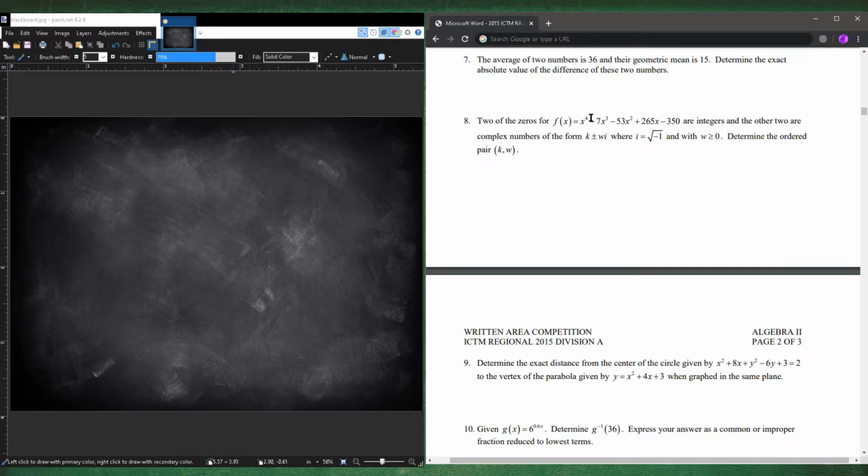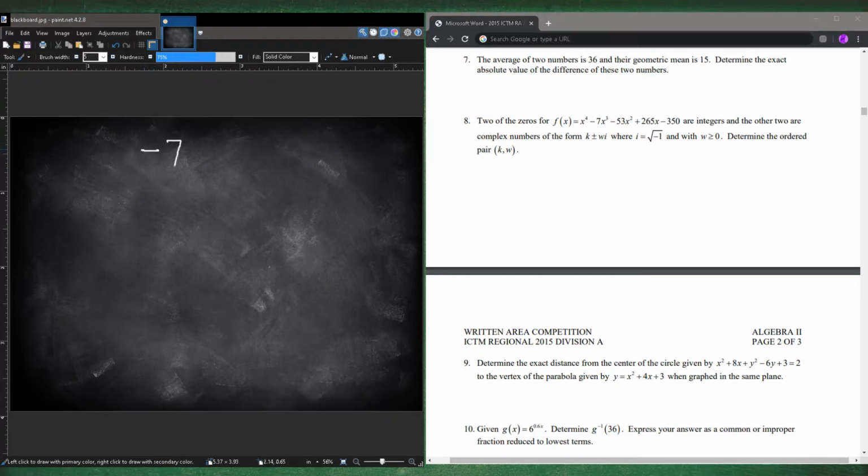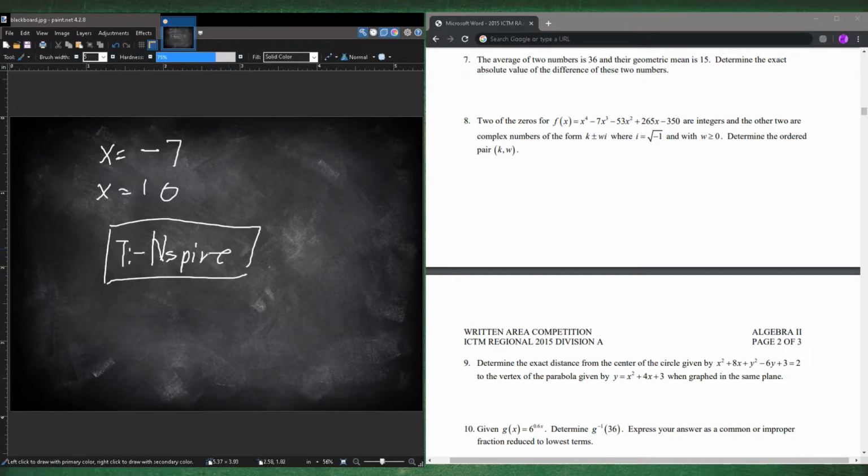We find out one of the zeros is negative 7, and the other zero is 10. Okay, so the other zero is 10. So using our graph. Or if you have a pretty good calculator, I'm not sure which types have it, but I know for sure that the TI Nspire, which is the one I'm using, has a polynomial solver which gives you all the roots. So that's a really good calculator to use if you're doing contests.